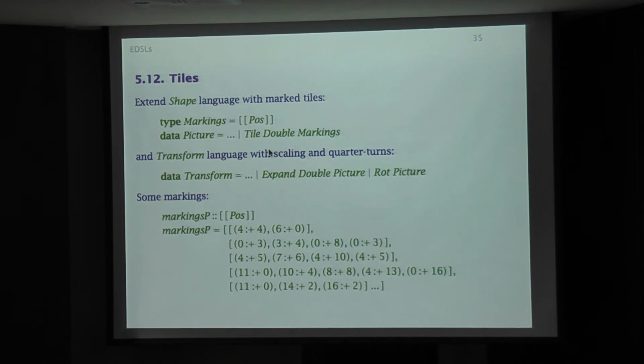And then I'm going to extend my transformation language with 2 more transformations. So as well as identity and translate and compose, I'm going to have expand that does some scaling in both dimensions at once. And I'm going to have a 90-degree rotation. So if I did that, then I wouldn't need to flip pictures.